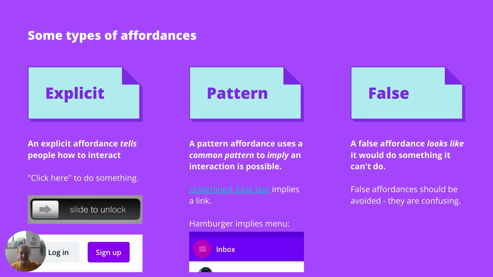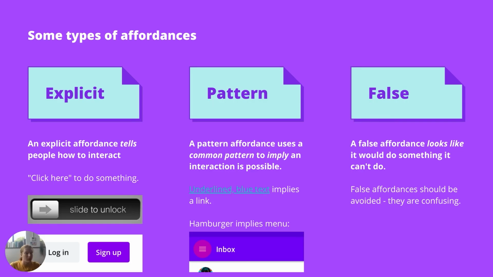And as we learned from visual hierarchy, if our action isn't very important, it shouldn't take up a lot of space because that would waste our users' time. They would think it's more important than it really is. So we can often use things like pattern affordances for these kind of secondary actions.